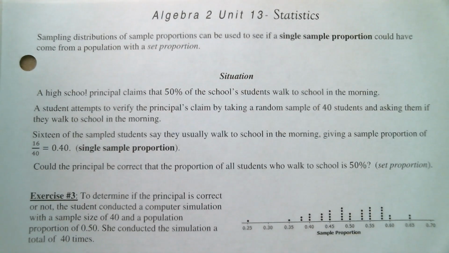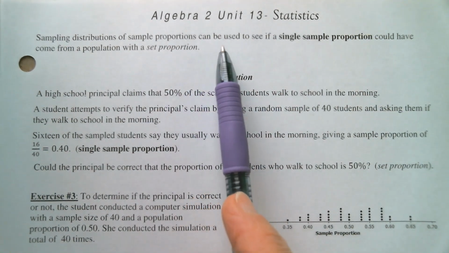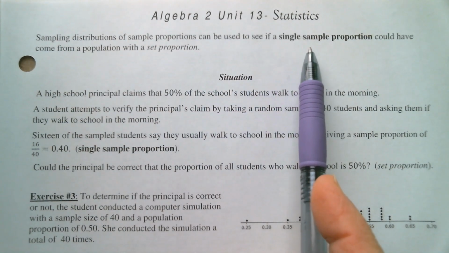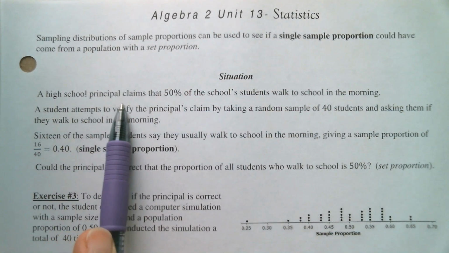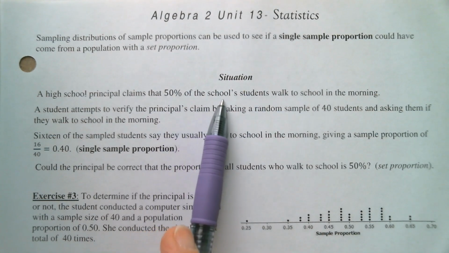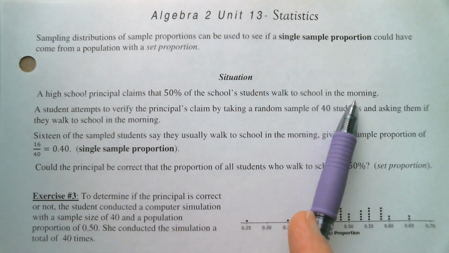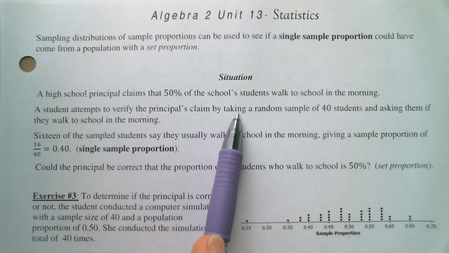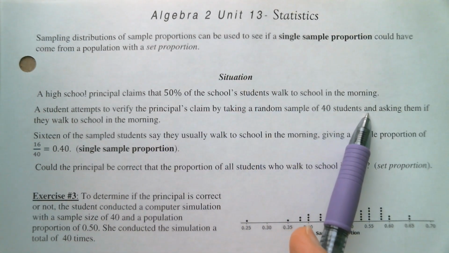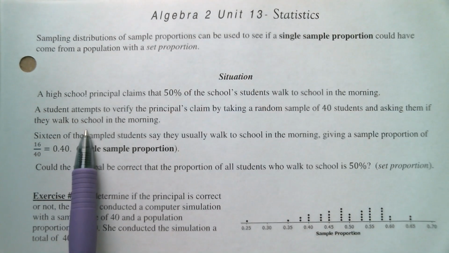Sampling distributions of sample proportions can be used to see if a single sample proportion could have come from a population with a set proportion. This is our situation. A high school principal claims that 50% of the school's students walk to school in the morning. A student attempts to verify the principal's claim by taking a random sample of 40 students and asking them if they walk to school in the morning.